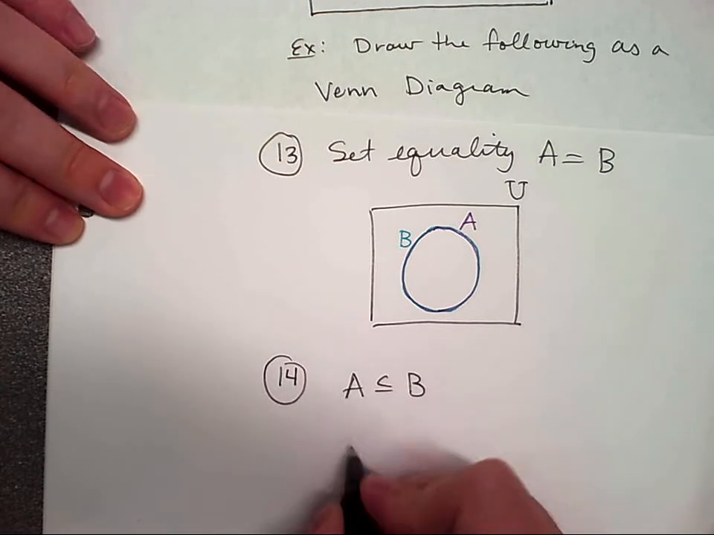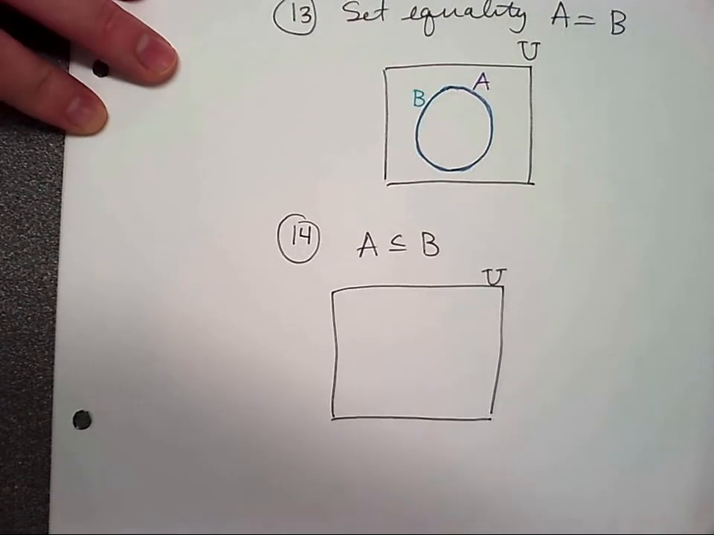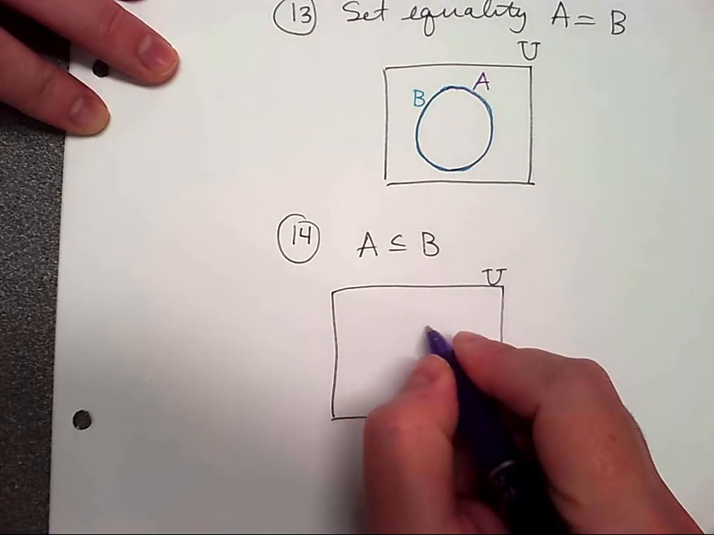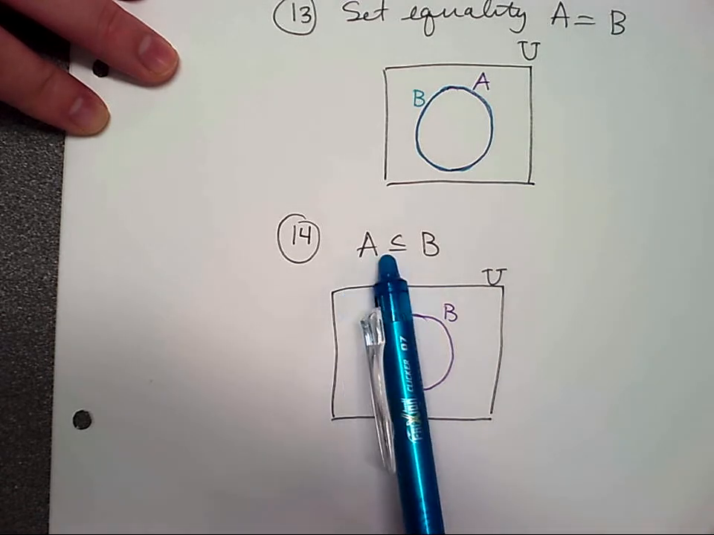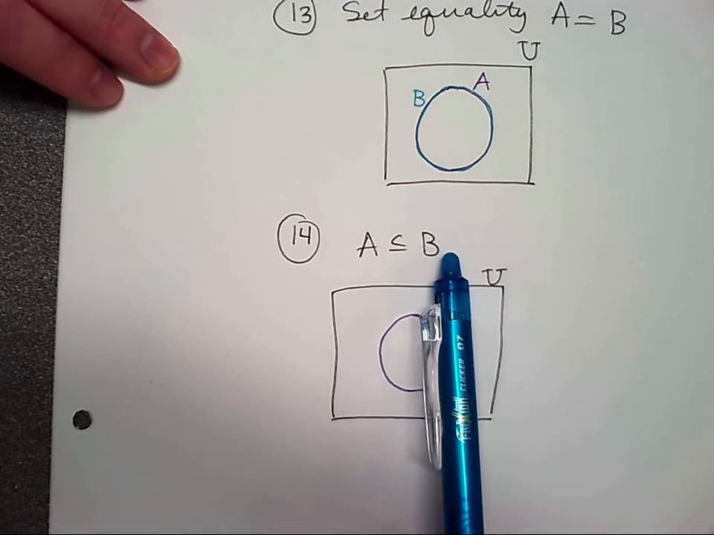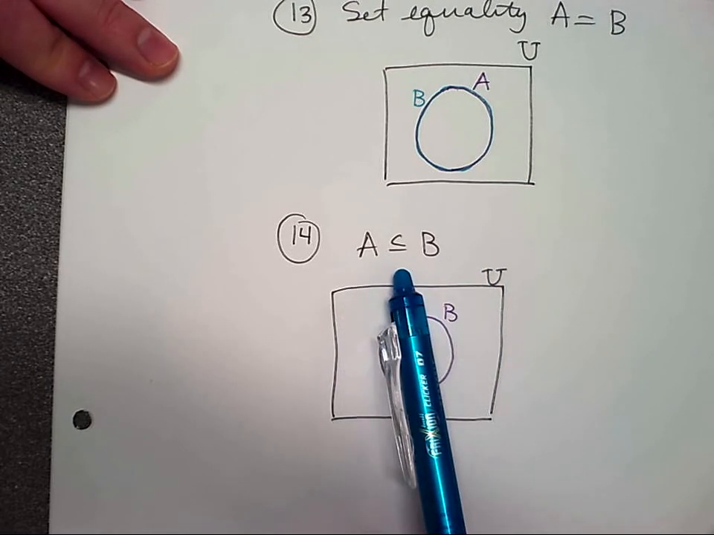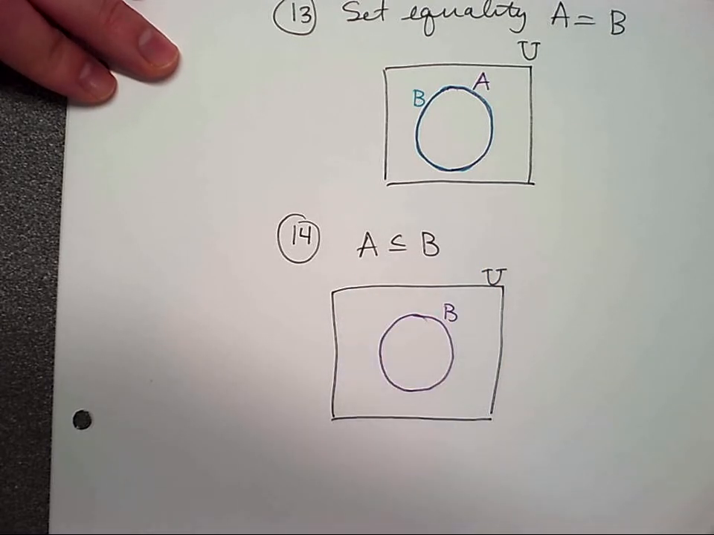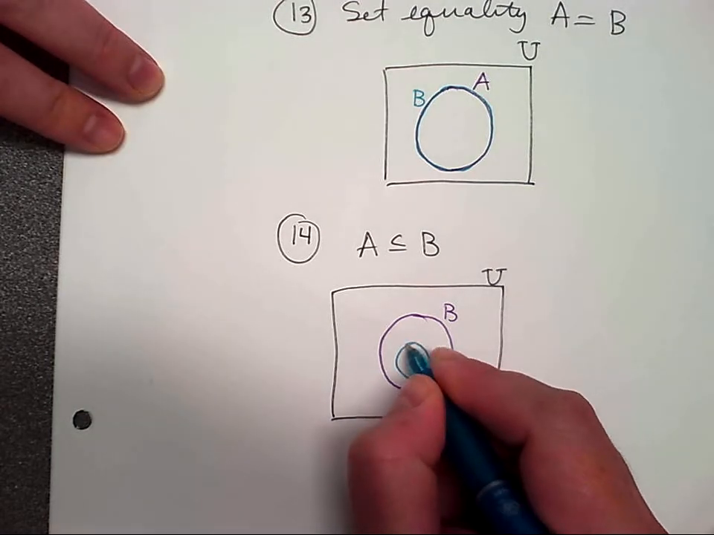A is a subset of B. So how do I draw that? Again, this is my universal set. All right, I have, let's do this set B. So if A is a subset of B, what's the definition of that? All of the elements of A are also elements of B. So where would I draw that? A circle inside of B. What do you guys think?